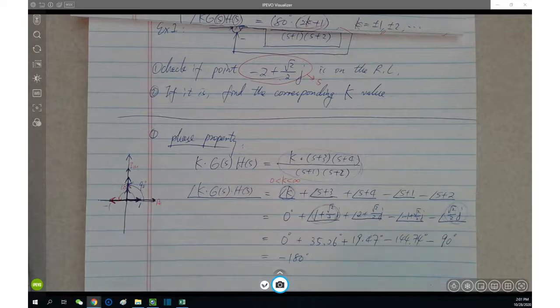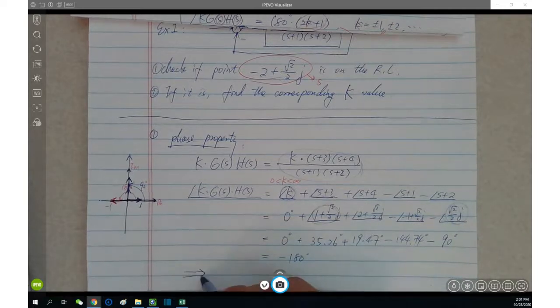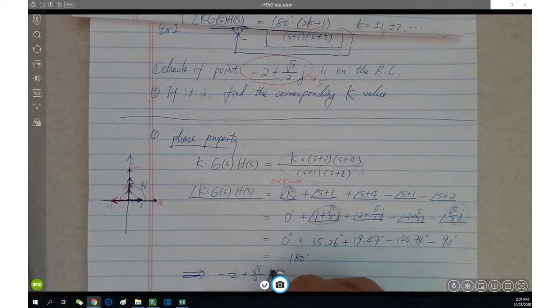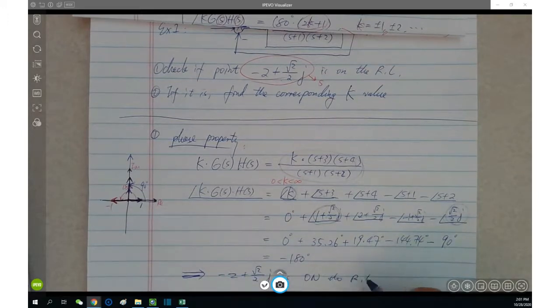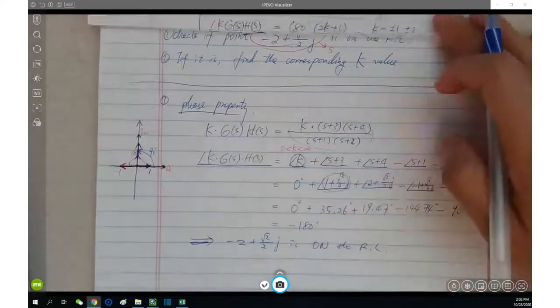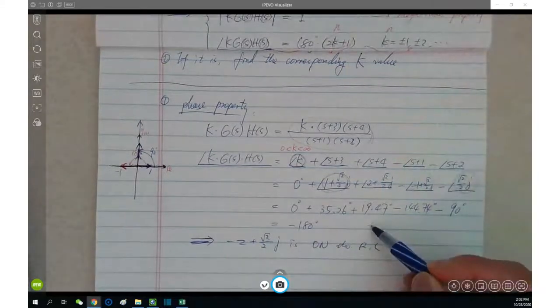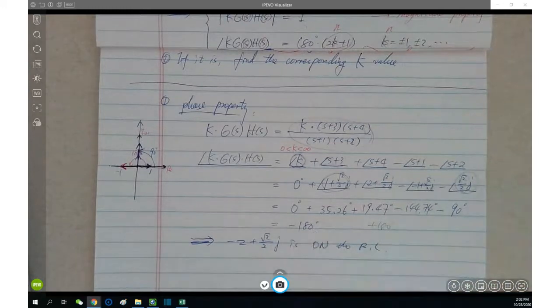So what's the conclusion based on this result then? If it is satisfying the phase property, we can say this point is on the Locus. It is. Okay. It's on Locus. Negative 180 is okay. How about if you end up with positive 180? Same thing. Positive 180 is same as negative 180 because they have 360 degree difference. It's the same angle then.